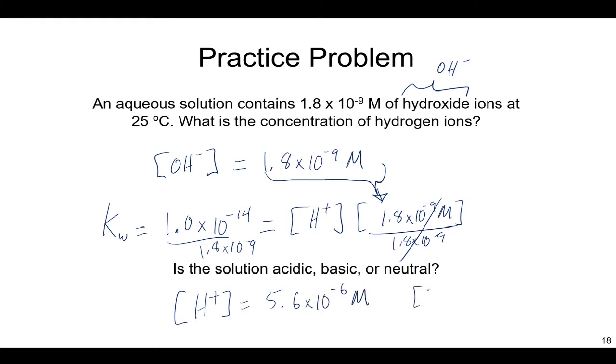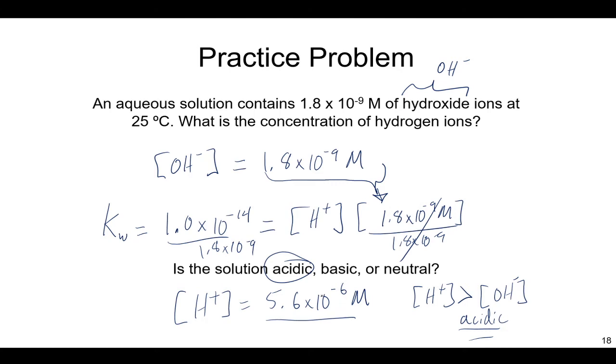And now we see that H plus is much greater than the amount of OH minus, which is around 1.8 times 10 to the negative 9. And so this clearly is acidic because there's more H plus than OH minus. And so that should be the answer here. It's acidic, with a hydrogen concentration of 5.6 times 10 to the negative 6.